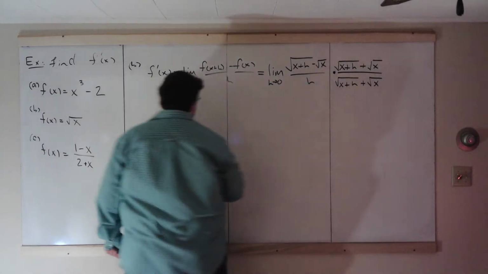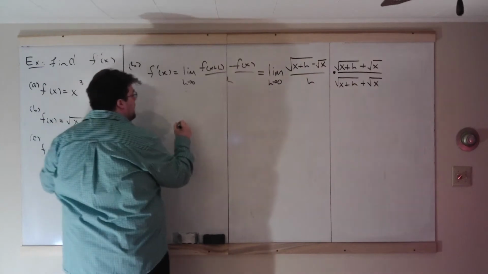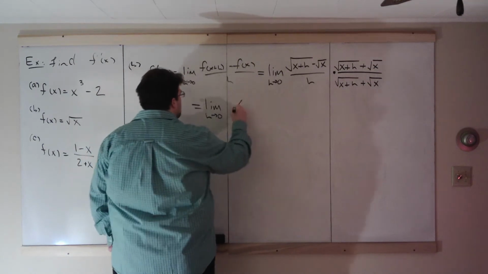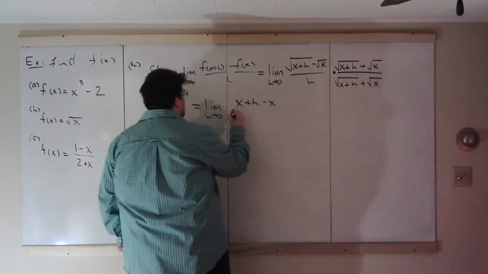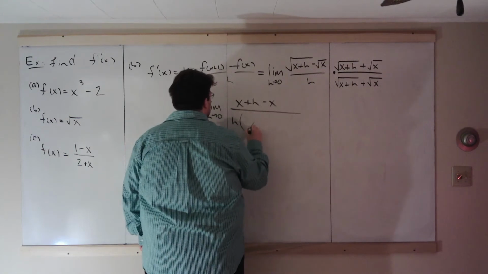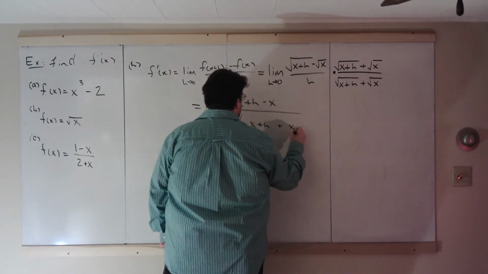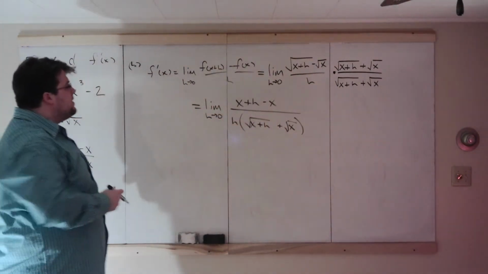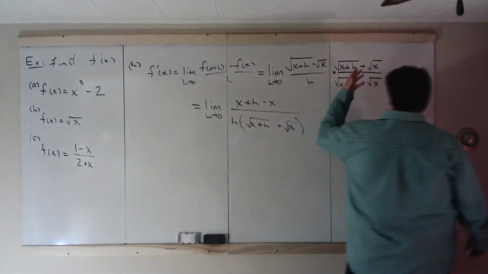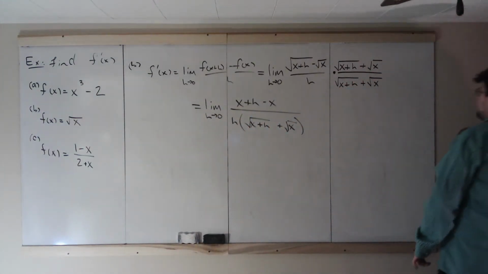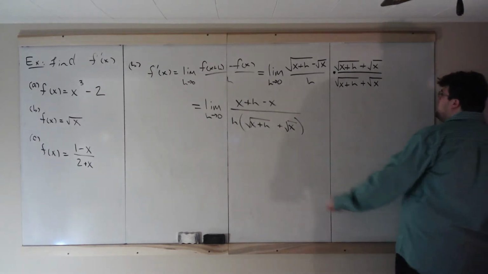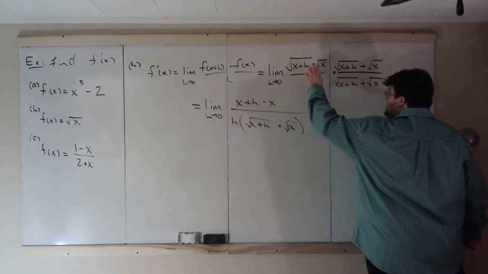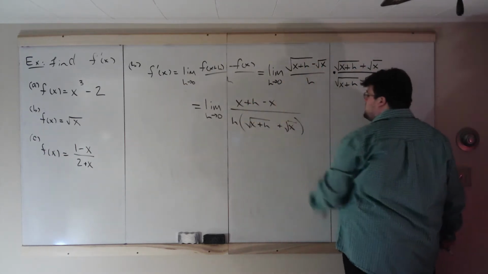Well, let's see what happens if we do this. What do we get? Well, equals limit. We haven't taken the limit yet. h to 0, on top, x plus h minus x. On bottom, h times root x plus h plus root x. The top is because of the difference of squares formula. We have something minus something times something plus something, where those first somethings in each case were the same. So when you multiply them out, you get the first thing squared, which is x plus h, minus the second thing squared, which is x.